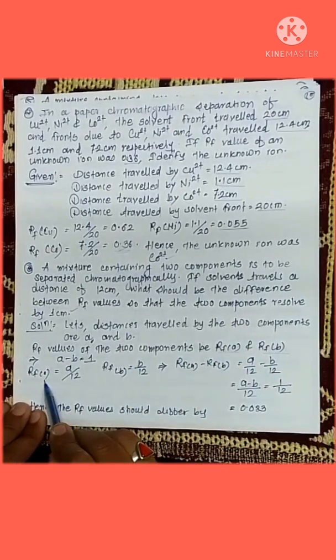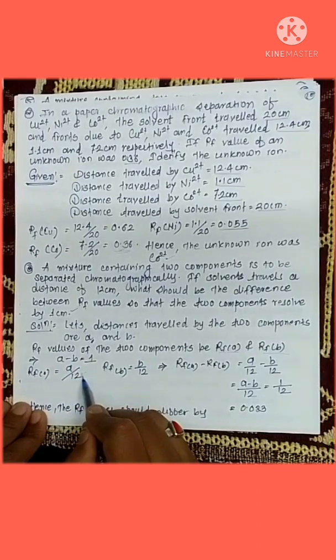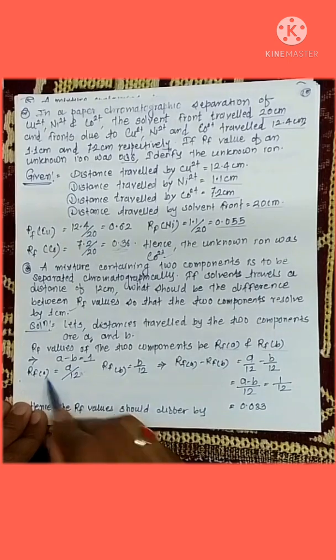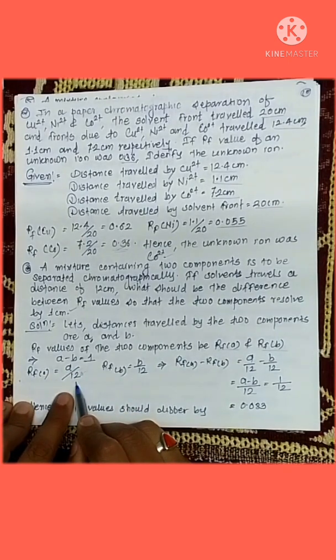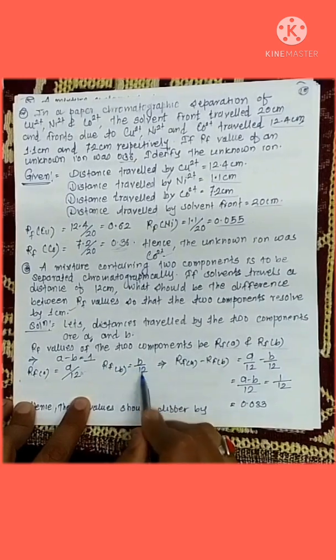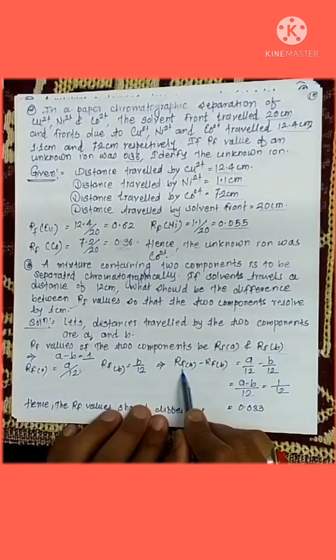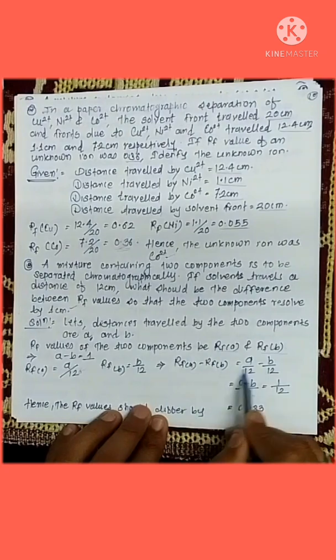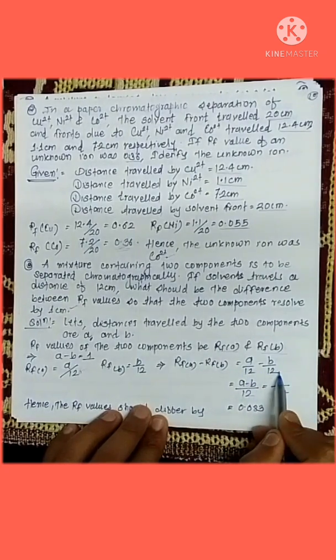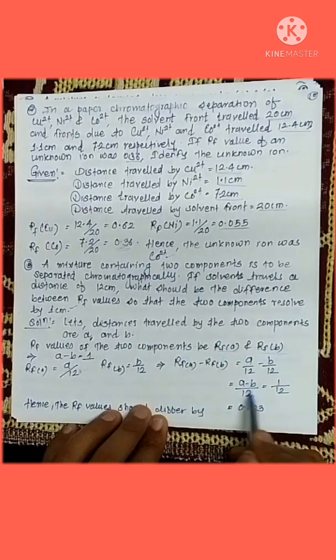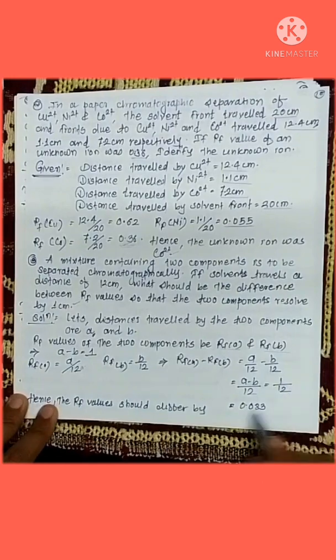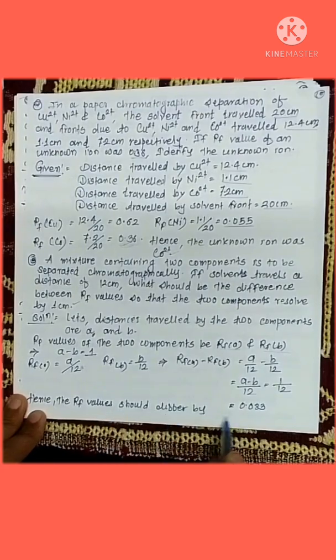So RF for component A is equal to A divided by 12. A is the distance traveled by component A, and 12 is the distance traveled by the solvent front. So RF of B is equal to B divided by 12. So RF of A minus RF of B is equal to A divided by 12 minus B divided by 12. So (A minus B) divided by 12, so 1 divided by 12. So when we solve 1 divided by 12, we get the value 0.083. Hence the RF values should differ by 0.083.